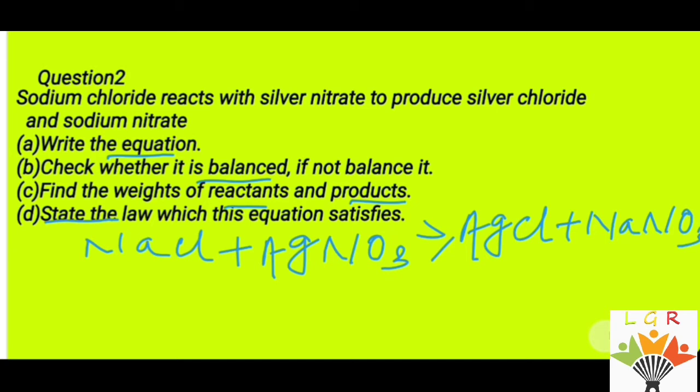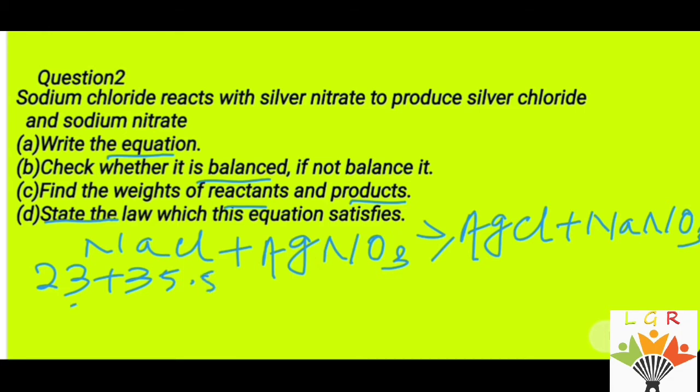Now what is the part C? Find the weight of the reactant and the product. So to find the weight of the reactant, we need to write the atomic weight of each element. So sodium atomic weight is 23 plus chlorine is 35.5.